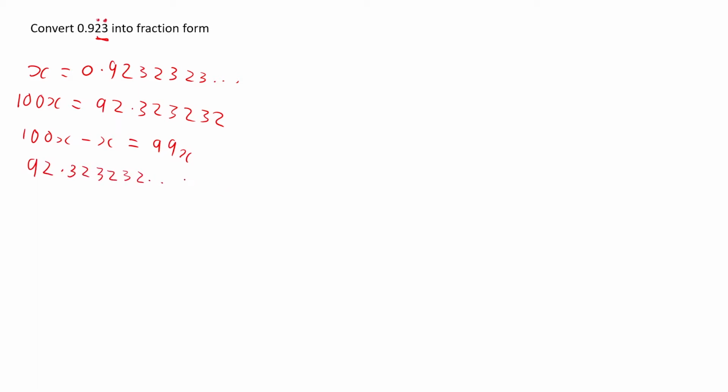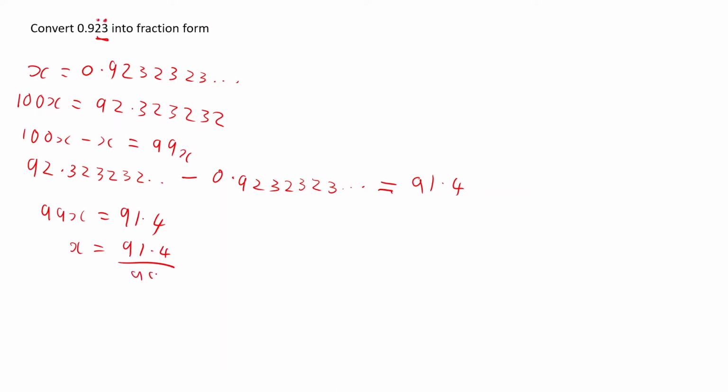So 92.323232 and so on minus 0.9232323 and so on leaves us with 91.4. So 99x is equal to 91.4. x is equal to 91.4 over 99, which is the same as 914 divided by 990. Now, if we check that in the calculator, 914 divided by 990, we get what we expected, 0.923 recurring.